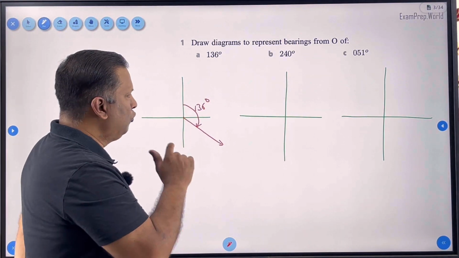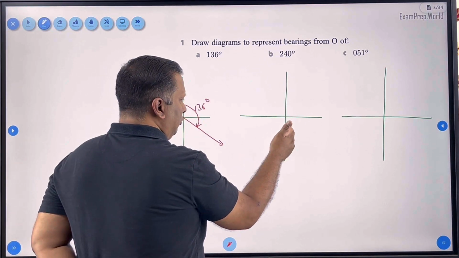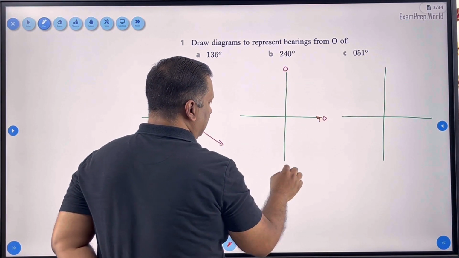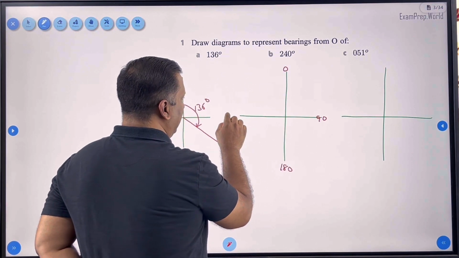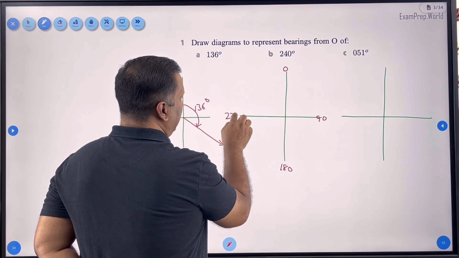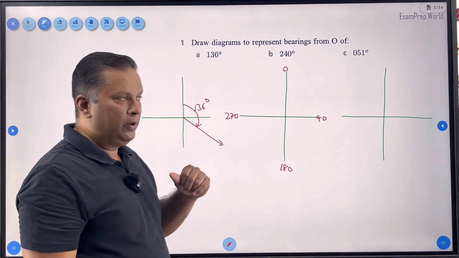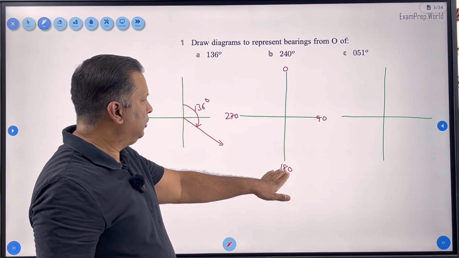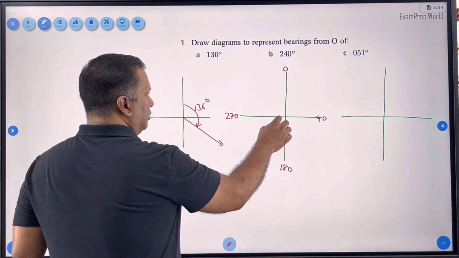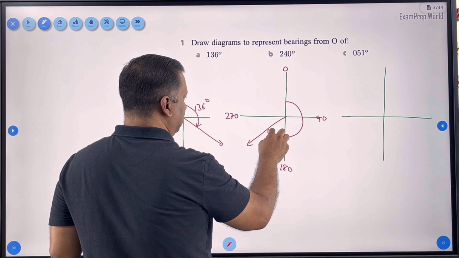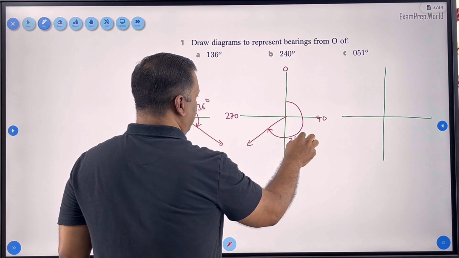Okay. Now 240. Say this is 0. If you come here, it is 90. Here you have 180 and here you have 270 and back to 360, because we are starting 0 from north. So where will 240 be? 240 is obviously between 180 and 270. So we will draw a line here and say that this angle is a bearing of 240.